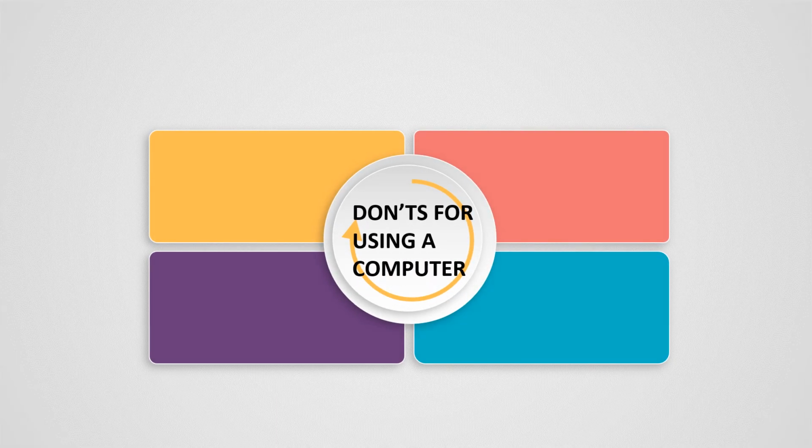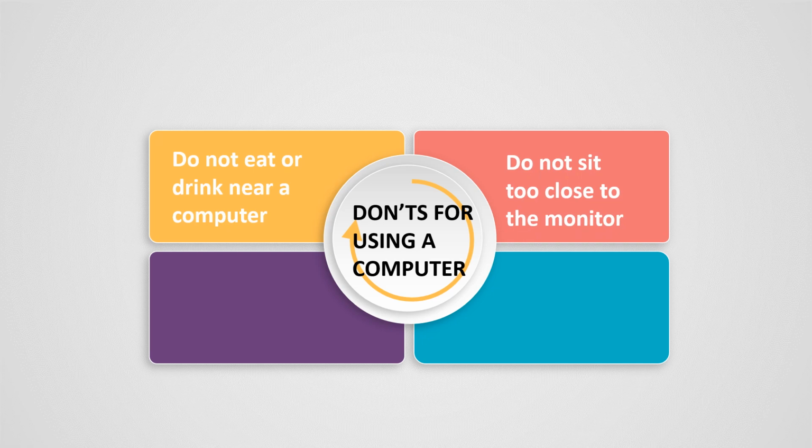Do nots for using a computer. That means the things which we should not do while using a computer. Do not eat or drink near a computer. You should never eat or drink anything near a computer or near a computer table, as it may harm your computer. Do not sit too close to the monitor. You should not sit too close to the monitor, as it may harm your eyes.